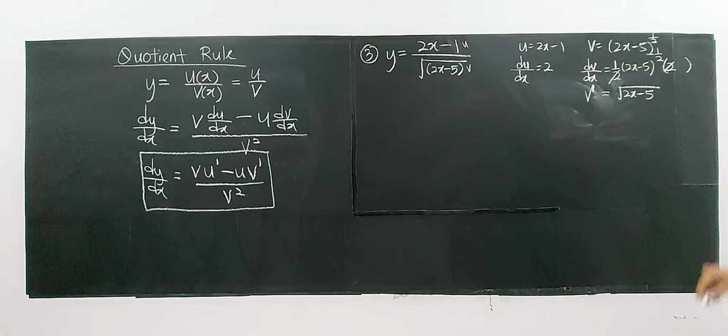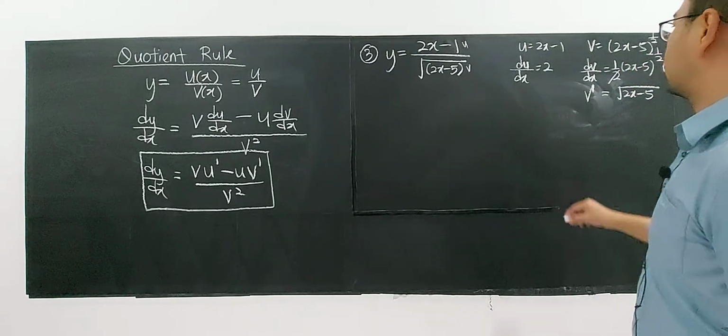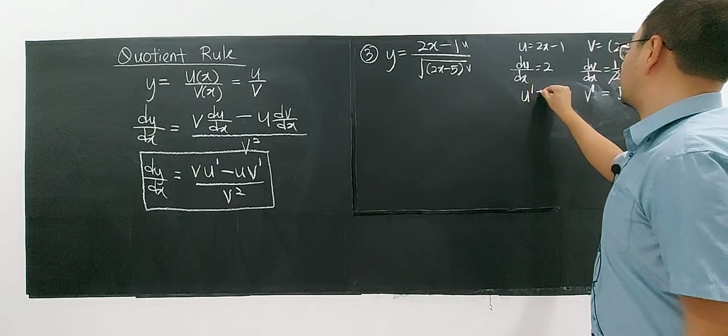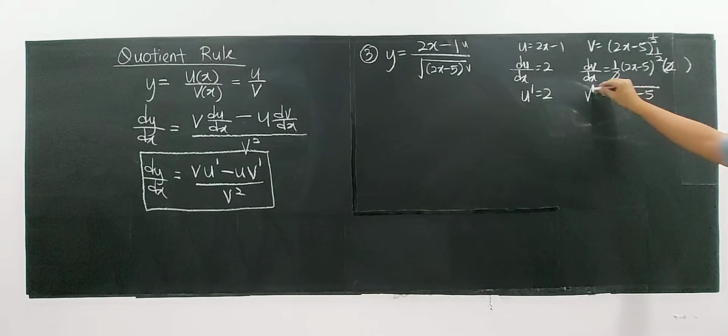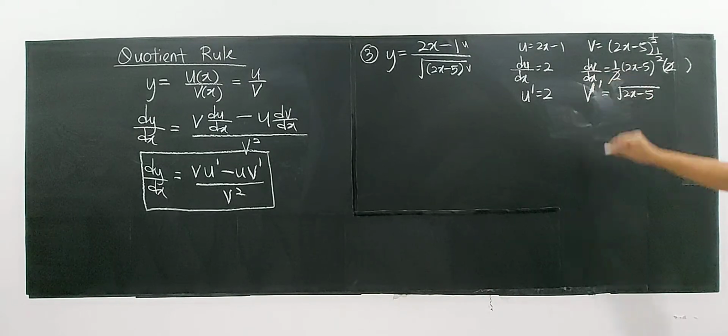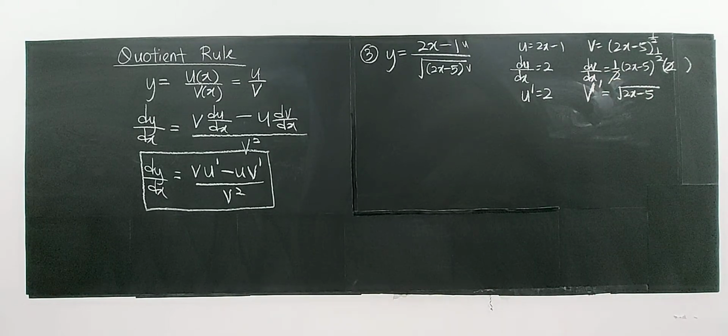So of course your u prime will be 2, and your v prime is 1 over the square root of 2x minus 5.